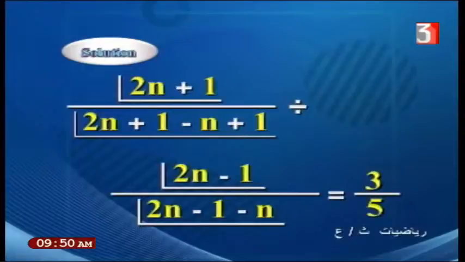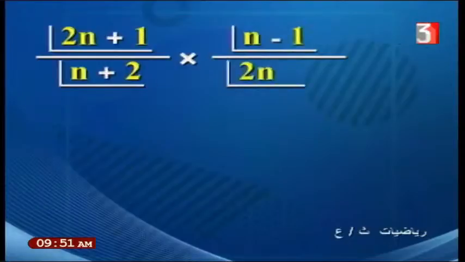Why? Because factorial 2n plus 1 is biggest. Factorial 2n plus 1 equals 2n plus 1 times factorial 2n, or factorial 2n minus 1 multiplied by 2n plus 1 inside the bracket. Then, my dear student, the left hand side equals factorial 2n plus 1 over factorial n plus 2 times factorial n minus 1 over factorial 2n minus 1, which equals the same ratio 3 over 5.